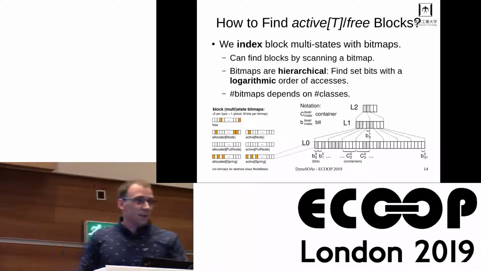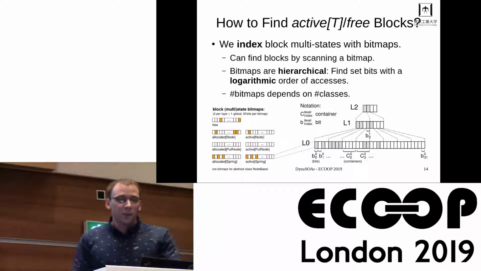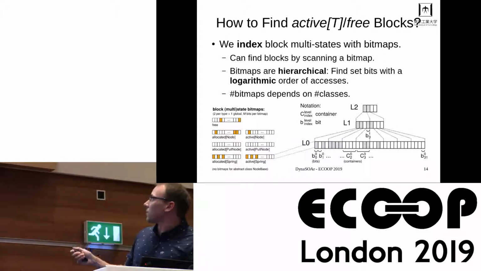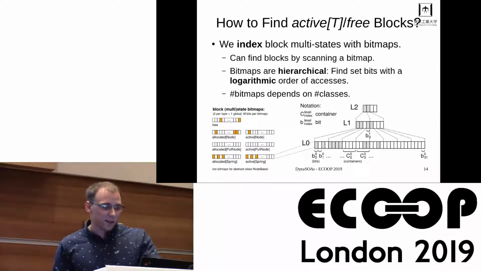And for that reason, internally, those bitmaps are implemented with a bitmap hierarchy. And that means that every 64 bits, or in this figure, every 4 bits are summarized by 1 bit. And then we can find bits that are set to 1 by a top-down traversal of this hierarchy. And then we only need a logarithmic number of accesses. So this is much faster.